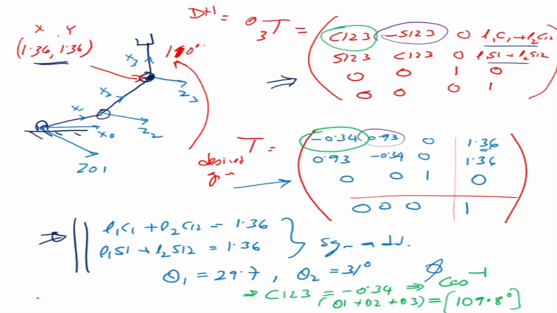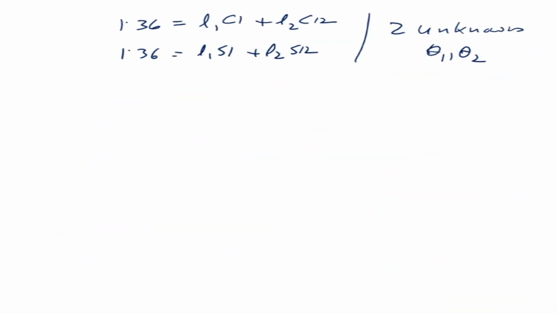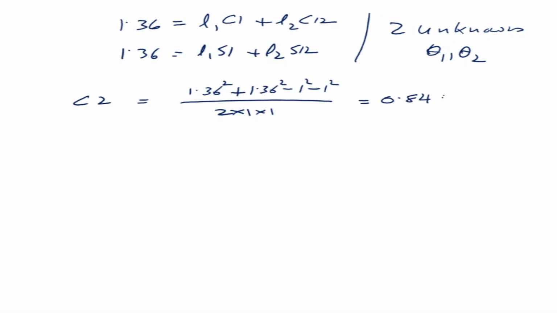We simply solve as we just solved for the three-link manipulator: we find cos 2. Cos 2 is equal to 1.36 squared plus 1.36 squared minus 1 squared minus 1 squared, divided by twice 1 into 1. We had just solved this problem some time back. So cos 2 comes out to be 0.849. Now from cos 2 we find sine 2, which we got as 0.529. I use the same numbers so that I don't compute again. So you know where this came from.